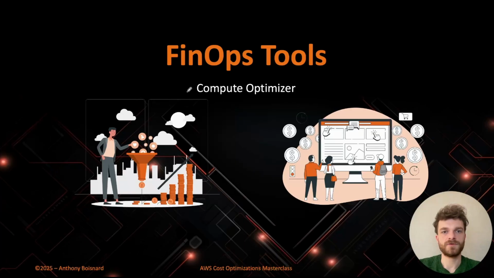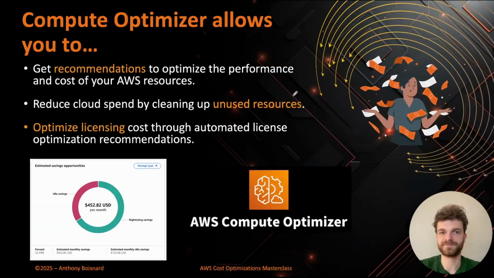Hi, let's overview a great FinOps tool to save money, and it's Compute Optimizer. So first, Compute Optimizer allows you to get recommendations to optimize the performance and cost of your AWS resources, but also to reduce cloud spend by cleaning up unused resources. And finally, you can optimize licensing costs through automated license optimization recommendations.